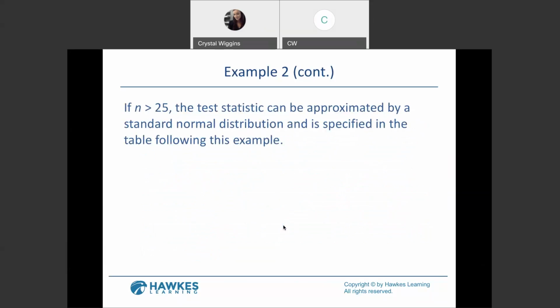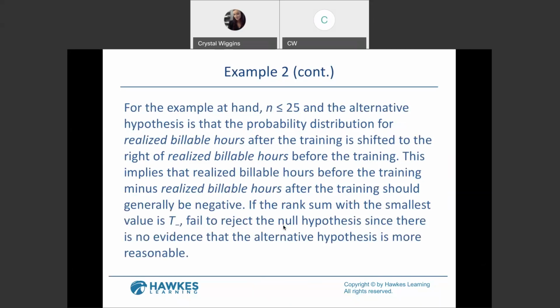Okay, if you have a large sample size, bigger than 25, the test statistic can be approximated by the standard normal curve, and we would just use a Z. Okay, so Z scores are used when you have really big data sets. We are used to that, so that is not unfamiliar to us. For the example that we're working on, however, we have a very small sample size, definitely less than 25, and the alternative hypothesis is that the probability distribution for the realized billable hours after training is shifted to the right.